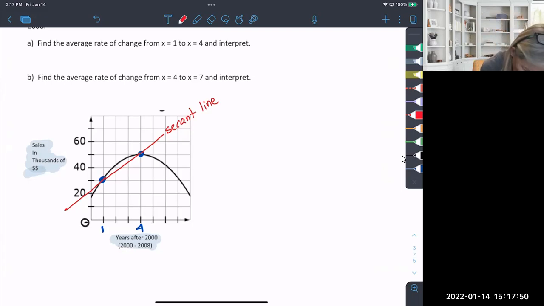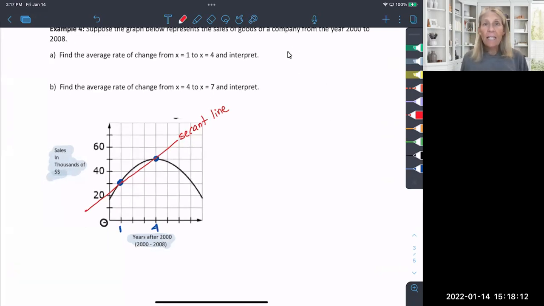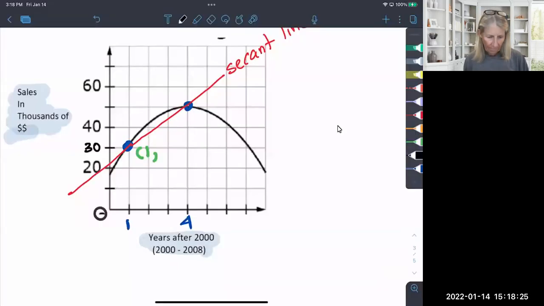So here, when x is 1, I need to look and see what that y value is. I know this is 20 and then 30 and then 40, but if you look at it, it's a little bit above 30. So that would be up to you to decide. If we estimate what that ordered pair is at 1, I'm going to pick a little bit bigger than 30. And again, it can vary.